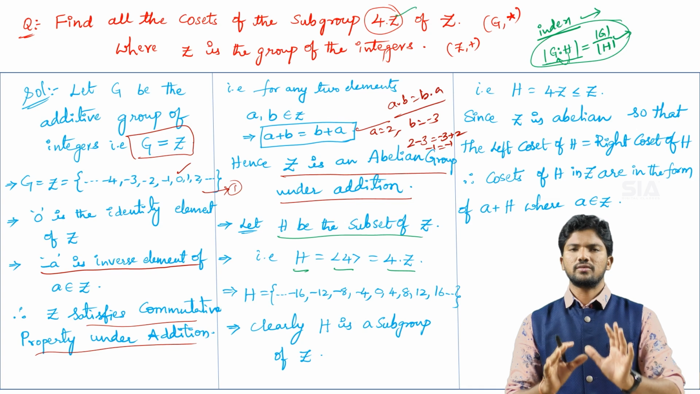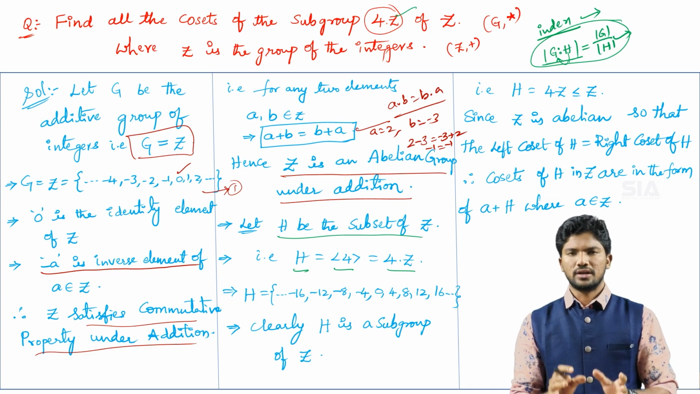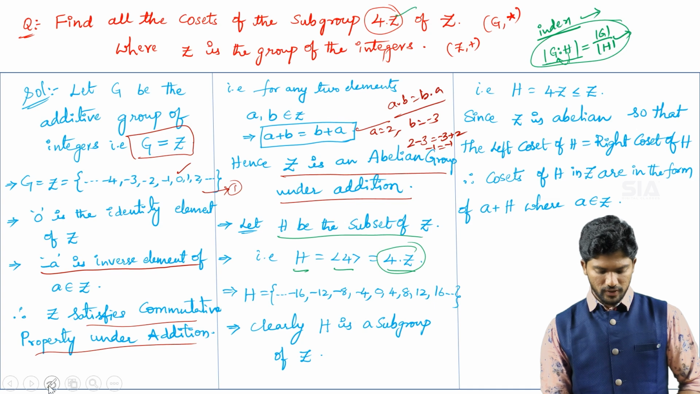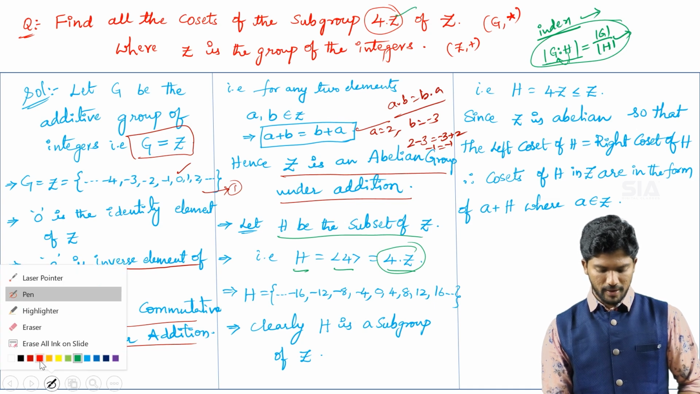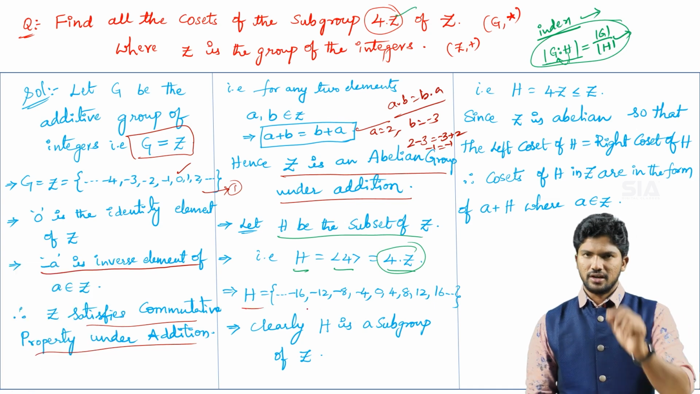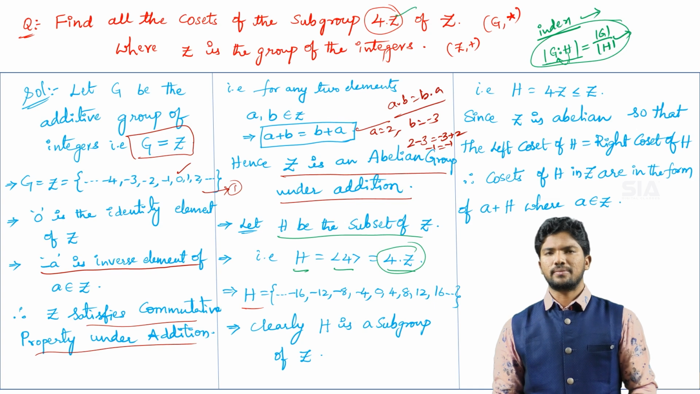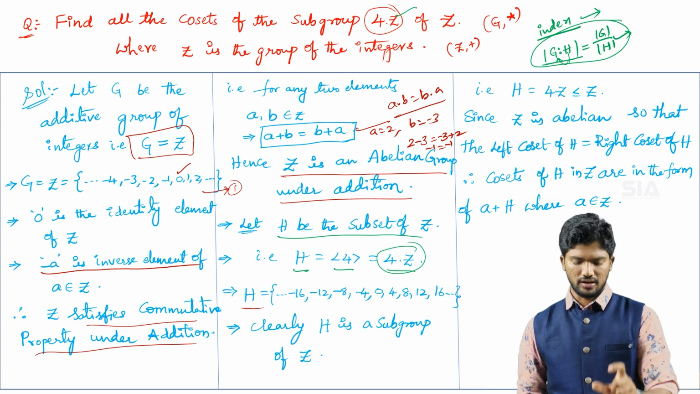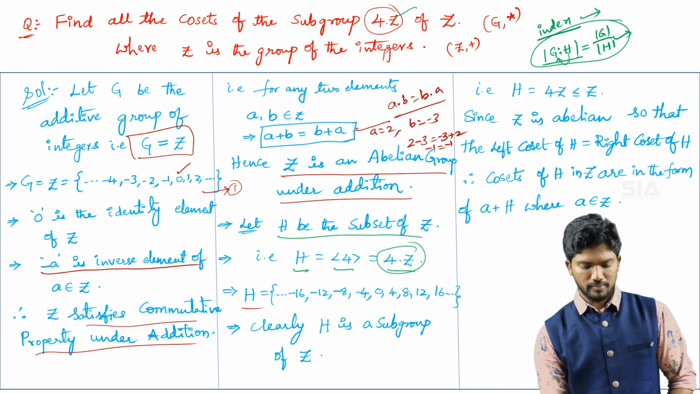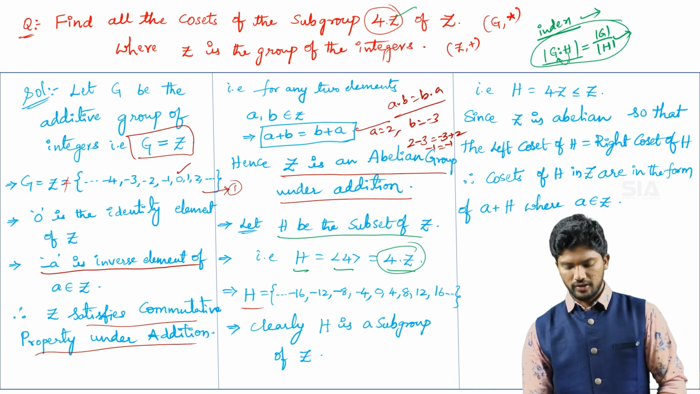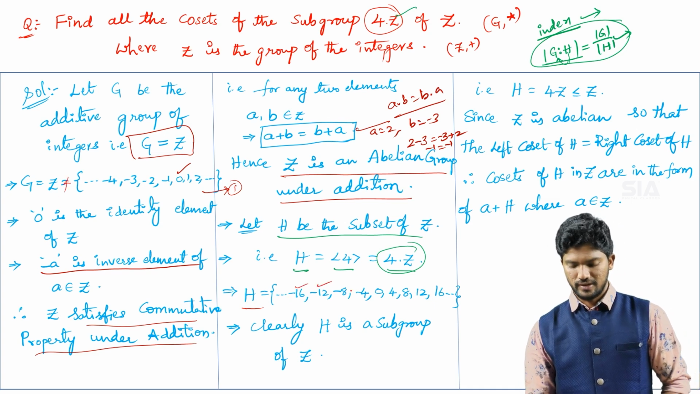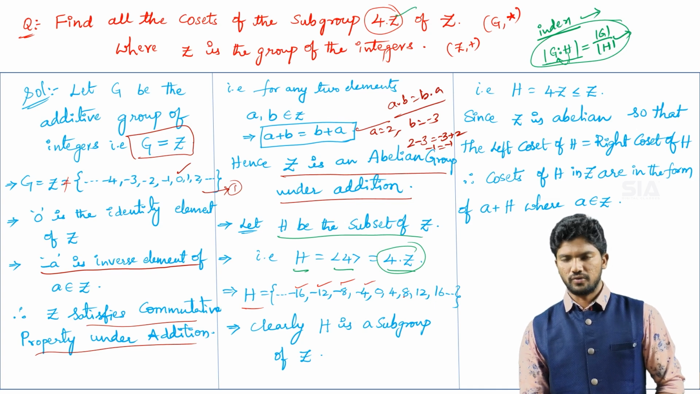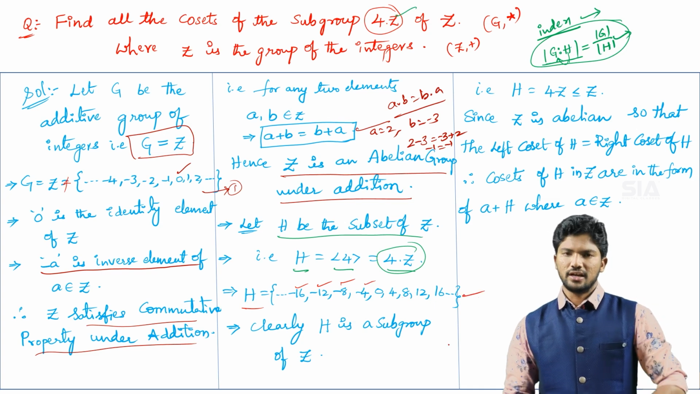Often we can take capital H as a subgroup. That subgroup, from the statement, is 4Z. So I am taking H equal to the integers multiplied by 4. Multiply equation 1 with 4: 4 into minus 4 is minus 16, 4 into minus 3 is minus 12, 4 into minus 2 is minus 8, 4 into minus 1 is minus 4, and so on: 0, 4, 8, 12, 16. Again you will get 4Z only.